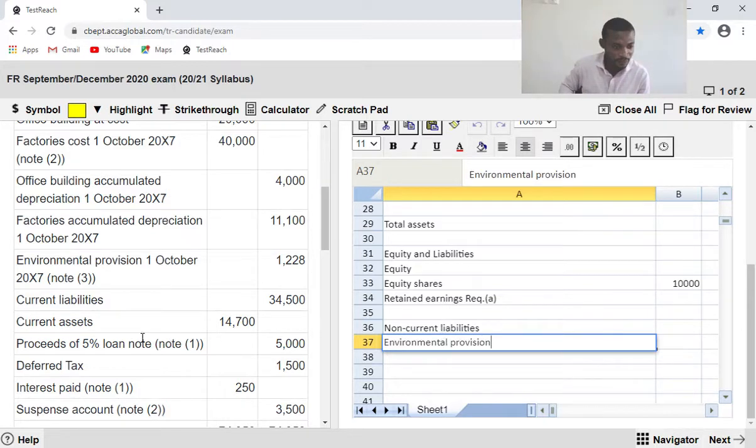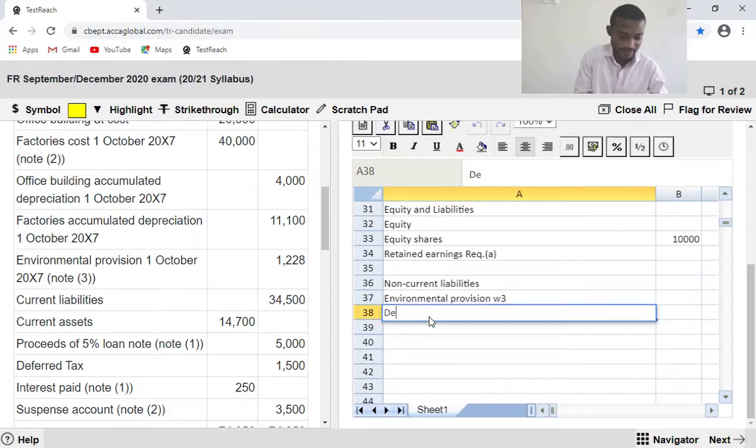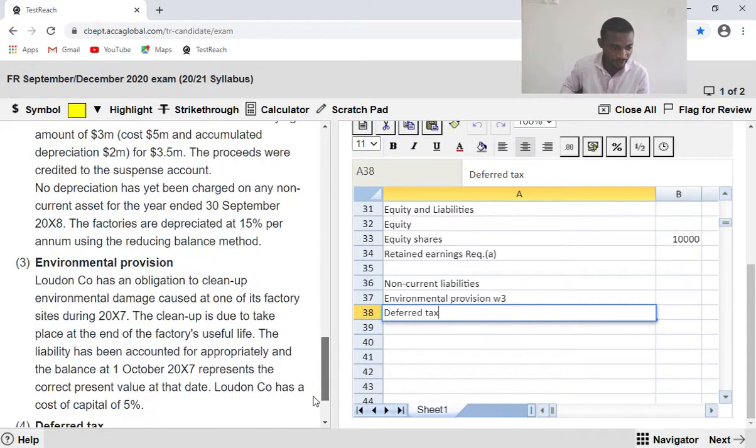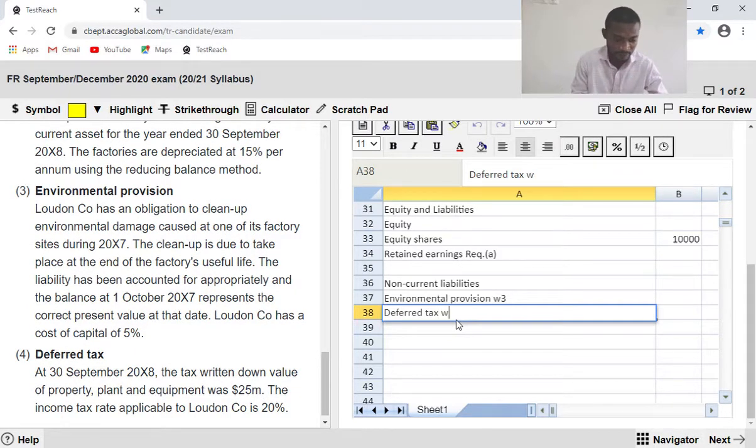It is note number 3, so possibly that can be my workings 3. I'll put it there. And then I have deferred tax. I'm taking you through building a very good exam technique. For deferred tax, let me just scan the note. That's the last note here. So I can say deferred tax can be workings 4, and then plus any other adjustment I'll need.